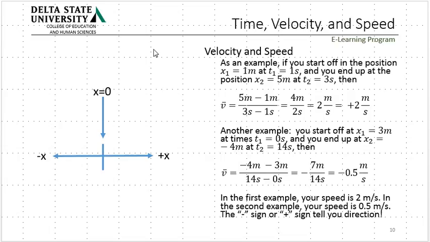Now if I want to make sure I know it's a vector, I put the plus 2 meters per second. Right? We can run another example going from minus 3 meters to minus 4 meters over 14 seconds. And that gives me minus a half a meter per second. So the speed in the first one is 2 meters per second. The speed in the second one is half a meter per second. The plus and minus signs give you direction.